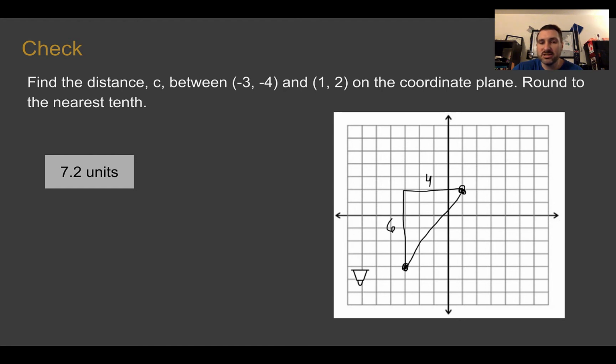6 times 6 is 36. 4 times 4 is 16. That would be equal to c squared. So 36 plus 16 is 52. Then the square root of 52 to get c would be rounded to 7.2.